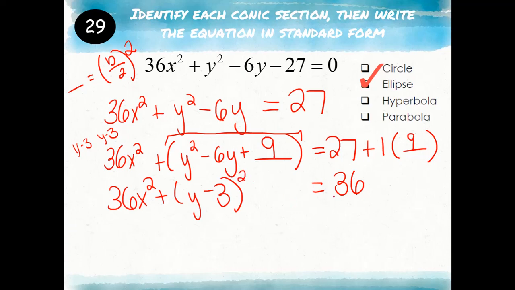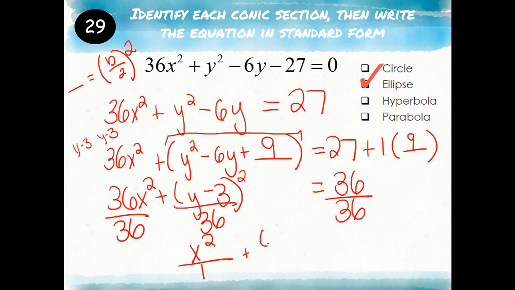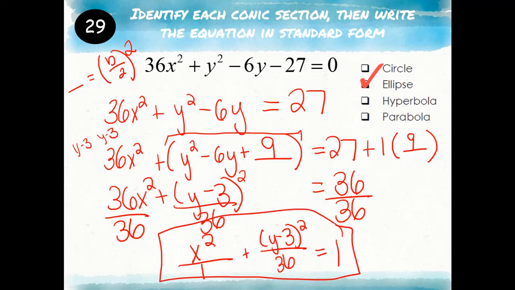Now, all of these, when we were putting these in standard form, were always equal to 1, right? When they were ellipses. So we're going to divide everybody by 36. And I'm going to get x squared over 1 plus y minus 3 squared over 36, and that's going to be equal to 1. That will be my final answer for this problem.